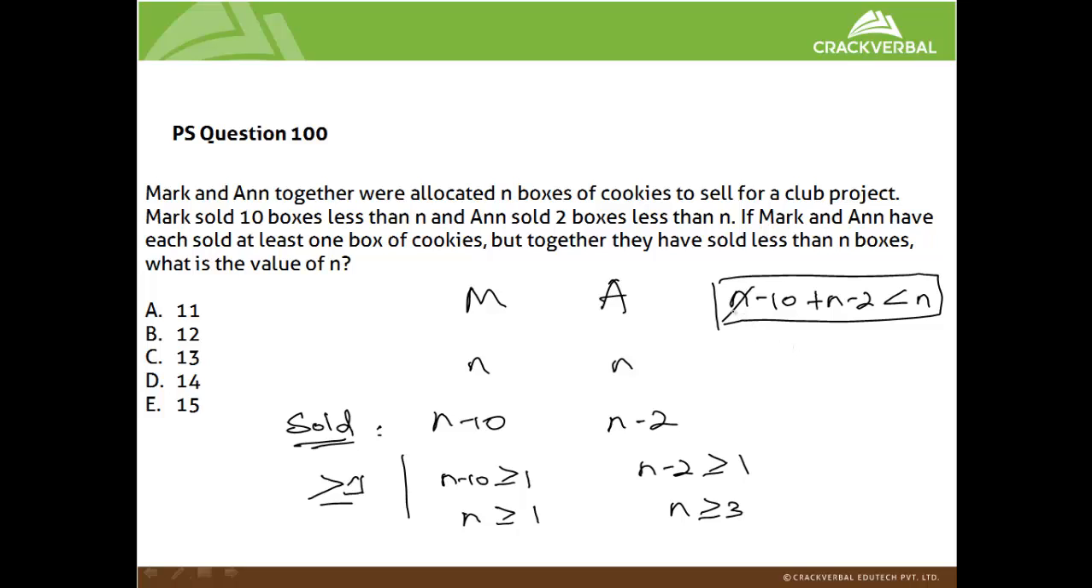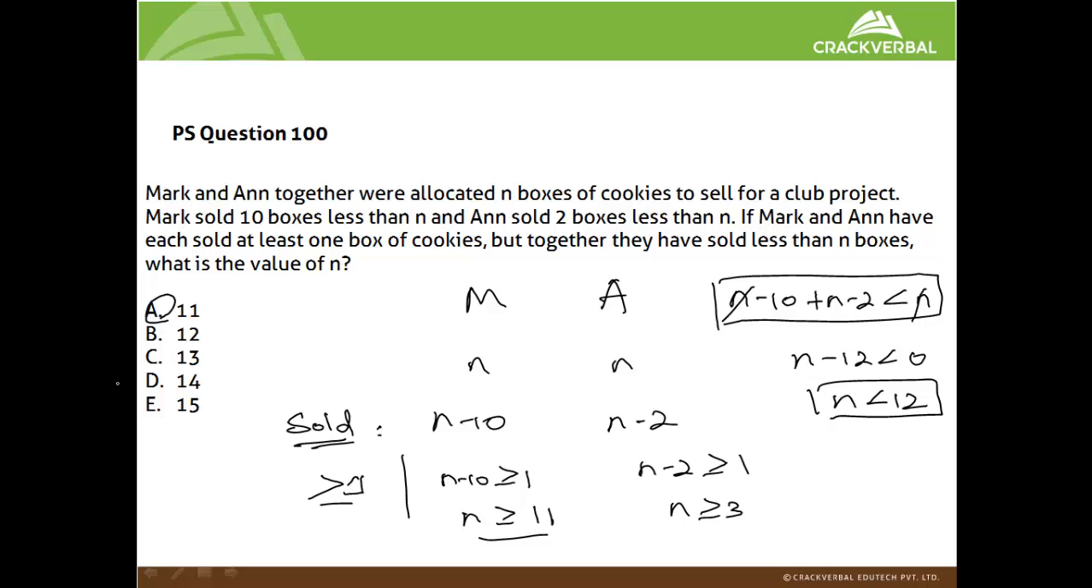When we subtract n, this side becomes n minus n, 0, so we will have n minus 12 less than 0. So n minus 12 is less than 0 means if we add 12 to both sides, it becomes n is less than 12. So n has to be less than 12, and we also know that n has to be greater than or equal to 11 because Mark has sold at least 1 box. In that case, the only possible answer which matches that condition is answer choice A, which is 11.